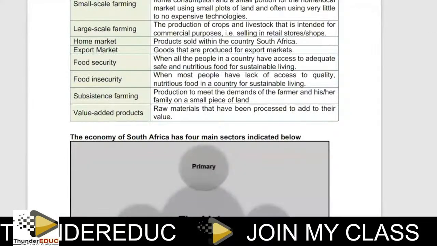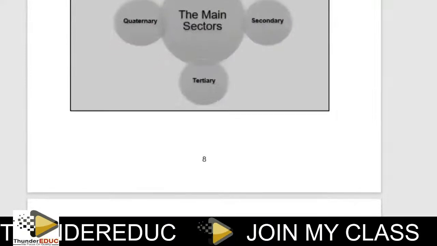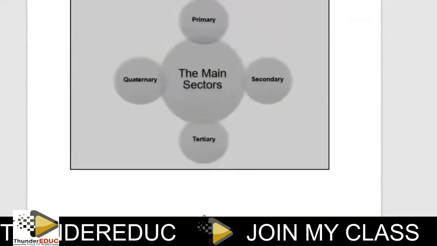How is the South Africa's economic sector looking like? South Africa's economic sector has basically 4 main sectors, which starts with the primary sector. From the primary sector, we proceed to the secondary sector. From the secondary sector, we go to the tertiary sector, and then you look at the quaternary sector. These 4 sectors are the main sectors that are making up the South Africa's economy.